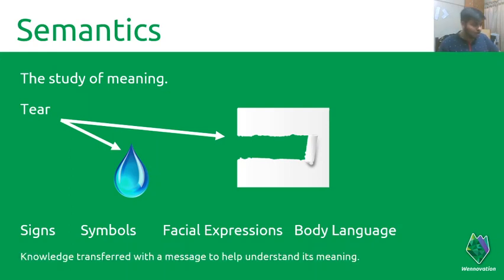In other words, semantics can be understood in a way that knowledge is being transferred with a message that is being conveyed to you to help understand its meaning. Such as right now, whatever I'm speaking to you, I'm also showing my slides or myself to you, just to make myself much more clear and understandable for you guys. So this is exactly what semantics is.